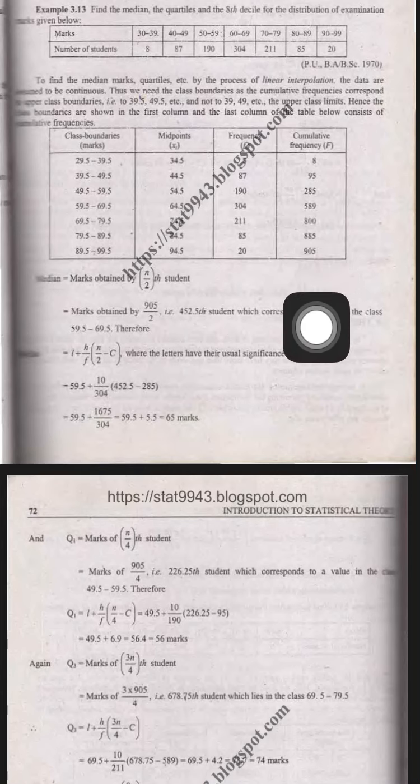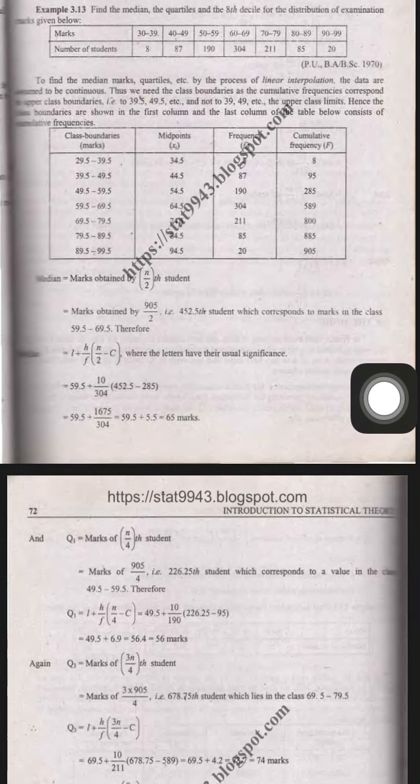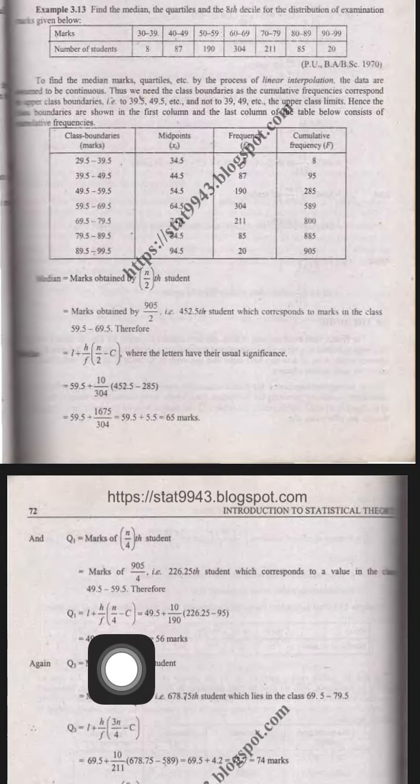So I am repeating that method, but here I am using the formula for Q1, that is L plus h over f times (n over 4 minus c). To find the value of Q1, first divide n by 4. So n here is 905, and 905 divided by 4 is 226.25.